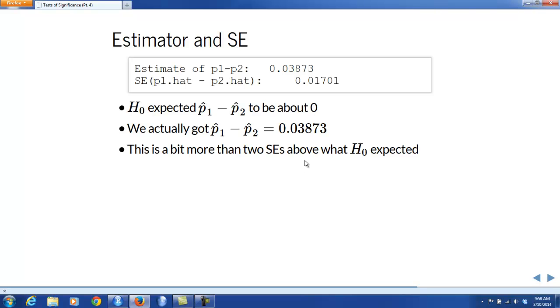Let's think about this. The null hypothesis is expecting that P1 hat minus P2 hat should turn out to be about 0 because that's what it thinks that P1 minus P2 is. We actually got P1 hat minus P2 hat being about 3.8%. The standard error was 1.7%. So our results are a little bit more than 2 standard errors above what the null hypothesis expected. So these are somewhat surprising results, if the null is right.